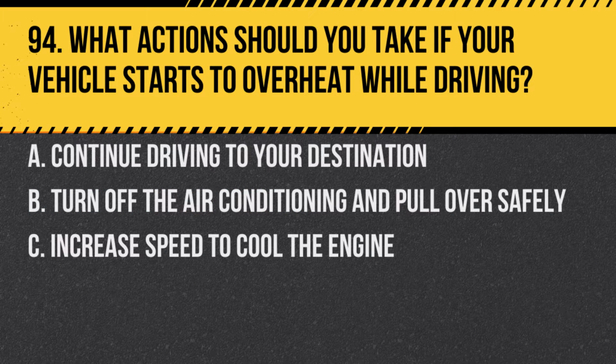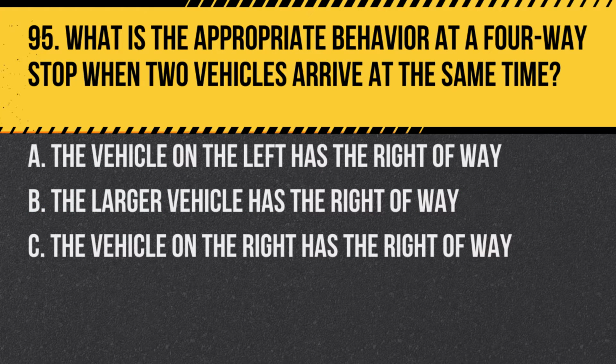Question 94. What actions should you take if your vehicle starts to overheat while driving? A. Continue driving to your destination. B. Turn off the air conditioning and pull over safely. C. Increase speed to cool the engine. Answer: B. Turn off the air conditioning and pull over safely. If your vehicle starts to overheat, turn off the air conditioner and pull over to a safe location to avoid damage to the engine.